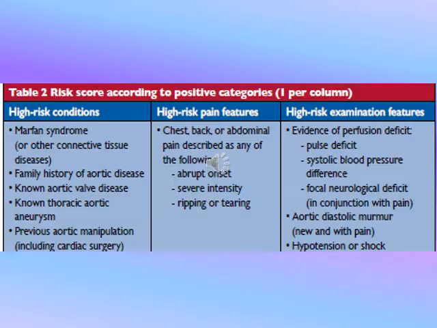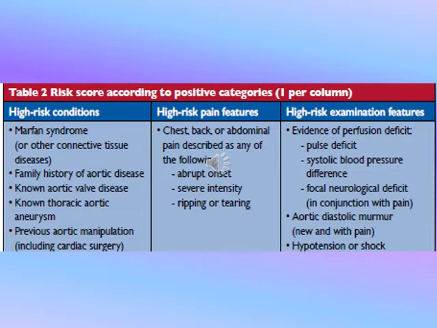Of course all dissections are risky, but there is a risk score according to the positive categories identified. This shows us how risky it is; the need for intervention is quicker, with meticulous care and faster follow-up. So what are the high-risk conditions? If a dissection happens in a patient with Marfan syndrome or known aortic valve disease, or a patient with an aneurysm in the thoracic aorta. We did say that an aneurysm in the thoracic aorta might be caused by a dissection, causing a pseudo-aneurysm, not a true aneurysm. So the presence of a thoracic aortic aneurysm makes the patient much higher risk. Previous manipulation of the aorta, such as cardiac surgeries and valve replacements, all make the patient higher risk.